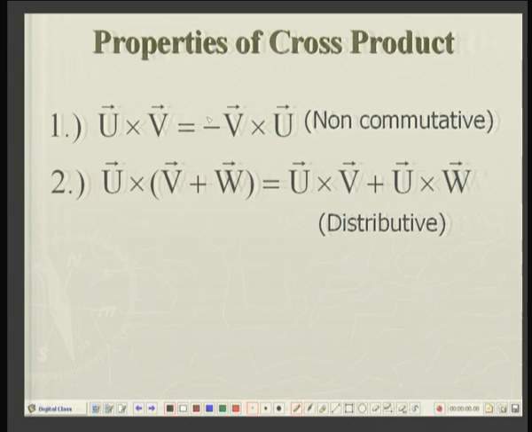Well, the distributive law is still valid. U crossed with v plus w, that is the sum of v and w, is equal to the sum of the product of u crossed with v and u crossed with w. That is, you first multiply individually and then add, or you first add v and w and then multiply u with it. So, this is the distributive law.